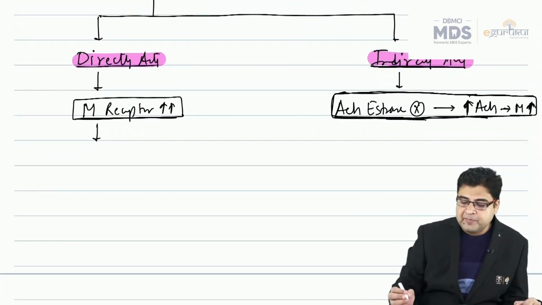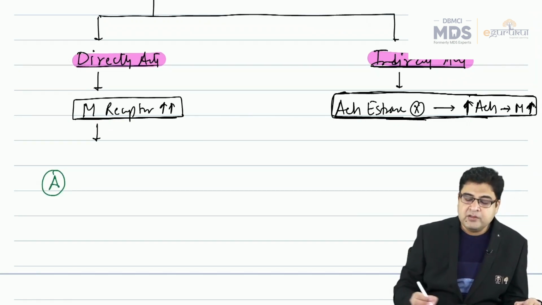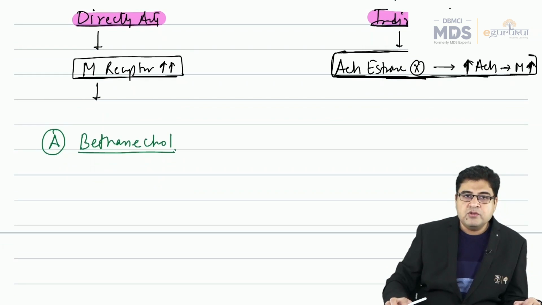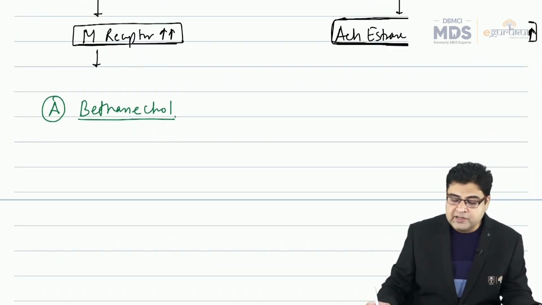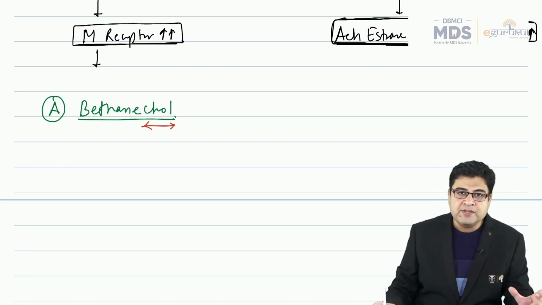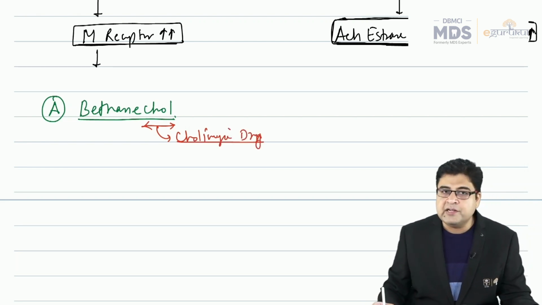In the directly acting medicines, we have to cover two medicines in detail. The first medicine which is directly acting is bethanechol. As the name suggests, the medicine name ends with the word col. Col means cholinergic, so it is easy to remember that this medicine is a cholinergic drug, which can result in DUMBELS effect.